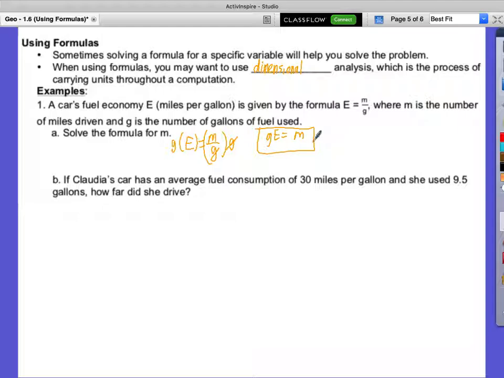If Claudia's car has an average fuel consumption of 30 miles per gallon, and she used 9.5 gallons, how far did she drive? So what are we trying to find? The number of miles. Okay, we're trying to find which letter? M. If we're trying to find M, do we want the equation to be solved for M? So is it handy that it's already solved for M?